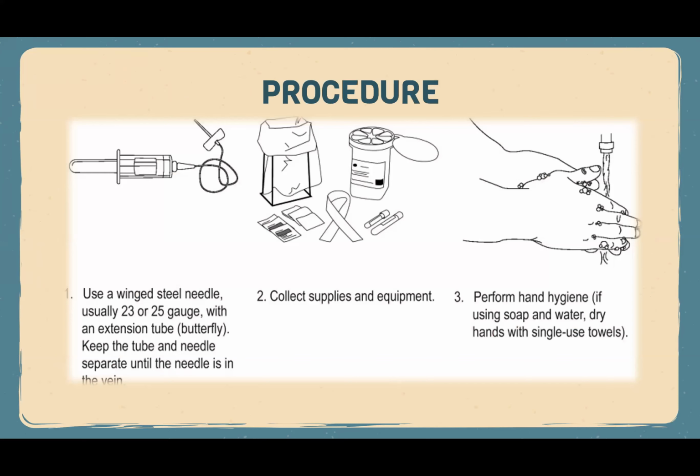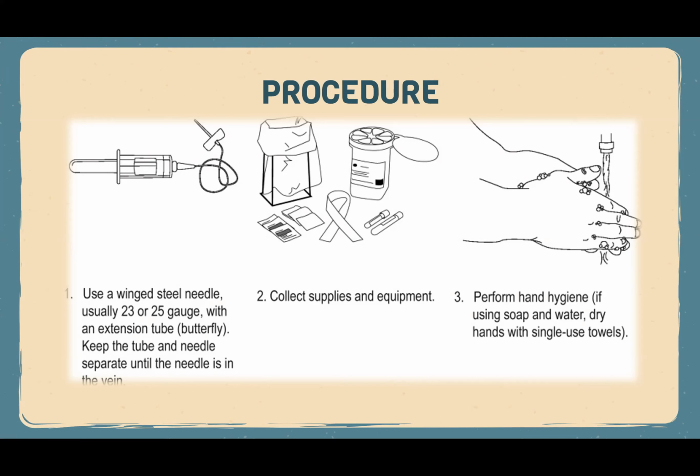So for the procedure, firstly, we need to prepare the needle and the syringe. We need to use the winged steel needle, usually 23 or 25 gauge, with an extension tube, or we can use a butterfly needle. We need to keep the tube and the needle separate until the needle is in the vein. Next, we need to collect supplies and all the equipment.